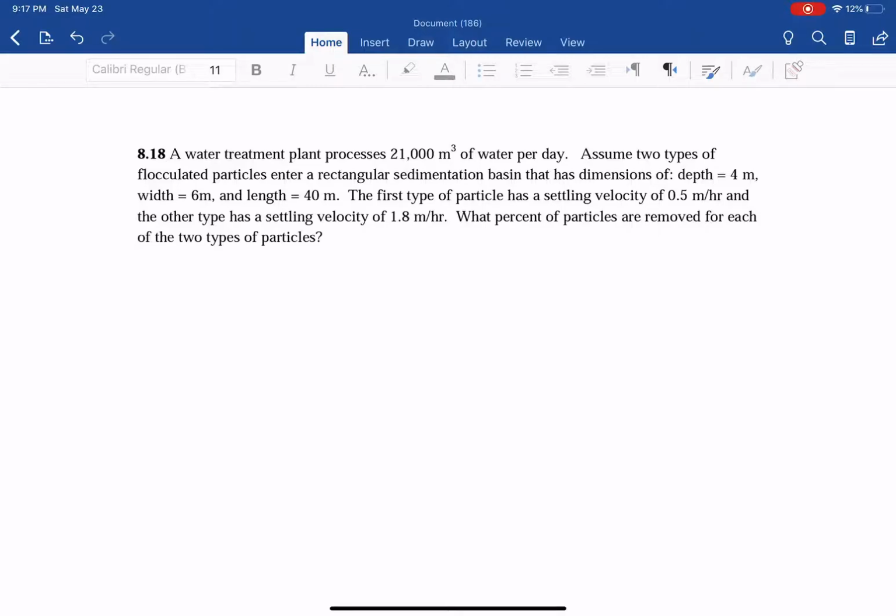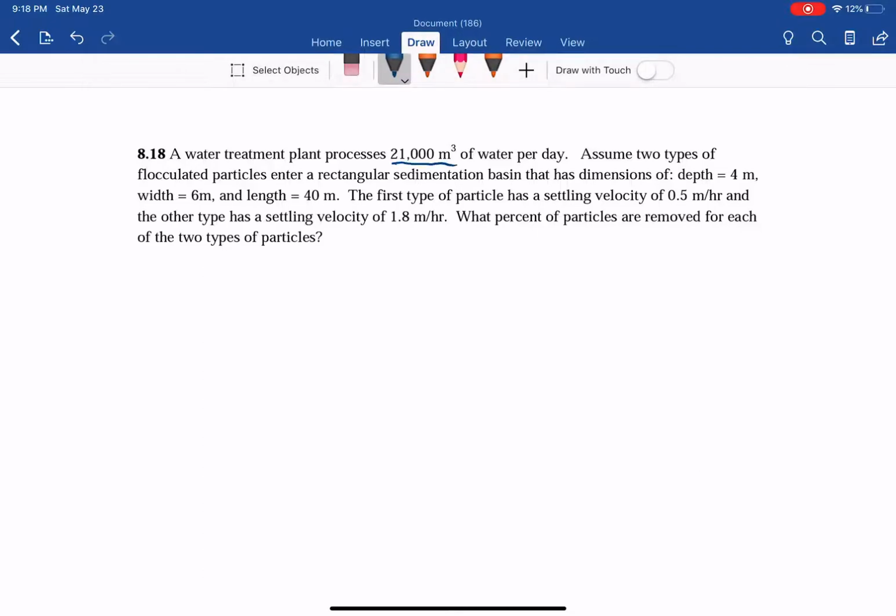Let's look at 8.18, water treatment plant process. 21,000 meter cube of water per day. This is the flow. Assume two types of flocculated particles enter the rectangular sedimentation basin that has a dimension: depth, width, and length. This is the sedimentation basin or the tank.